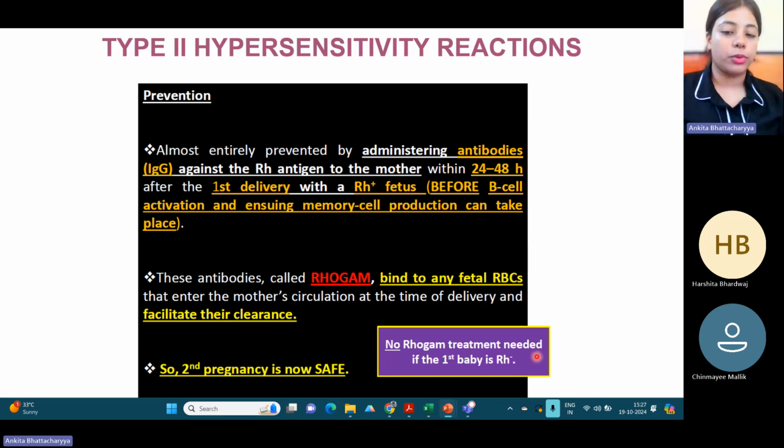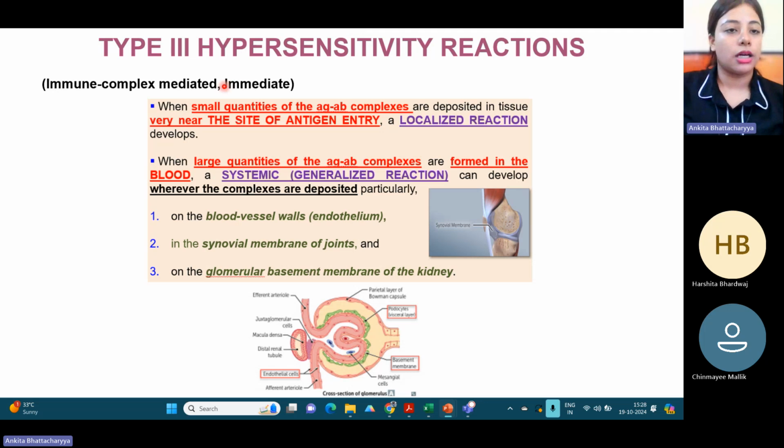No RhoGAM treatment, however, would be necessary if the baby is Rh negative. In such a case, you do not expect any response to be elicited, and that pregnancy would be carried out without much problem. That's why mothers who are Rh negative and have partners who are Rh positive have their entire gestation period handled with a lot more care, because it can be quite dangerous in certain cases. However, with correct prevention, such patients undergo complete treatment in a very proper manner. It's never a problem. So that was about type 2.